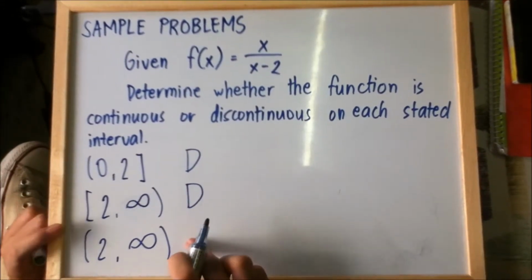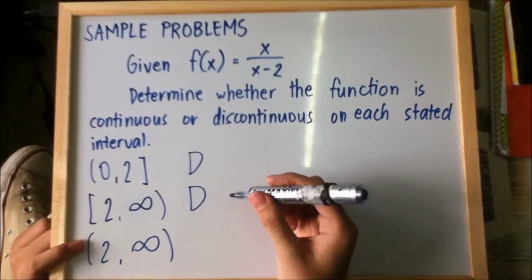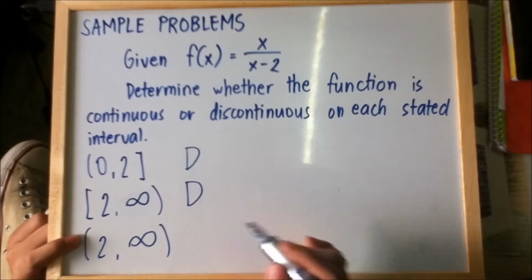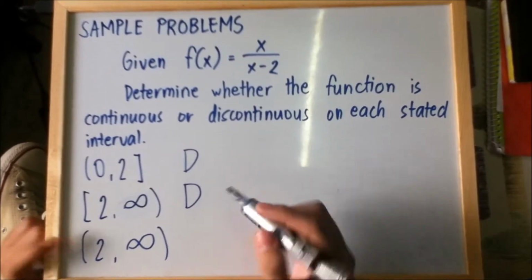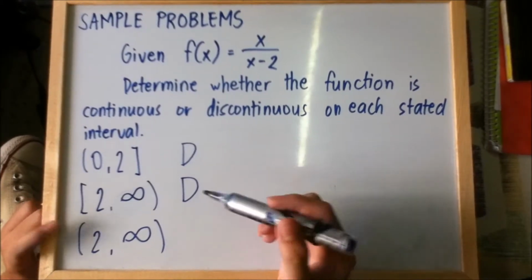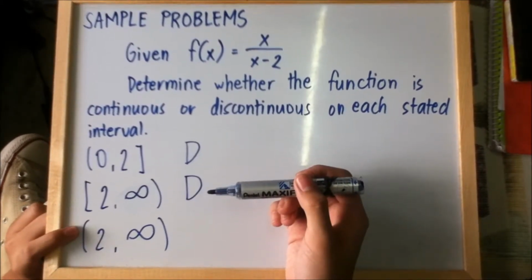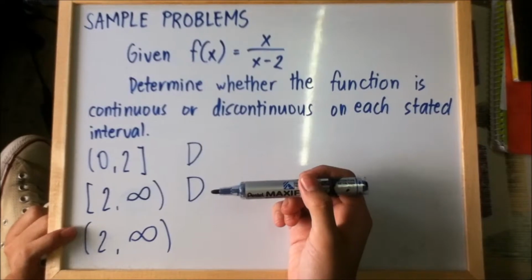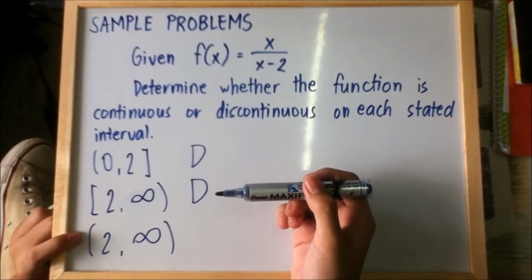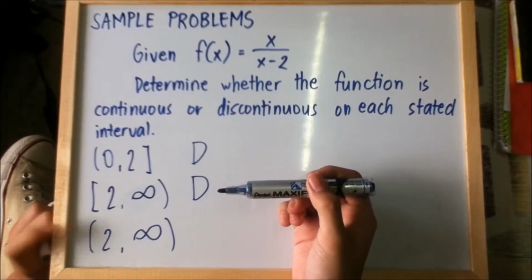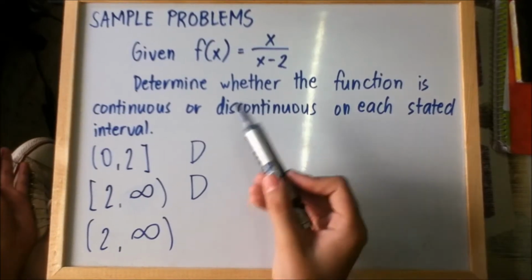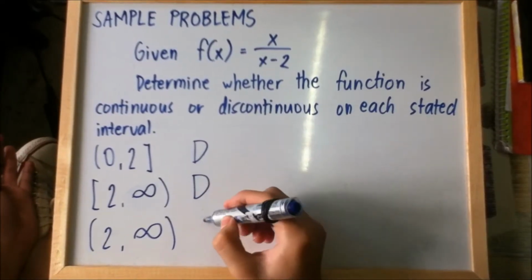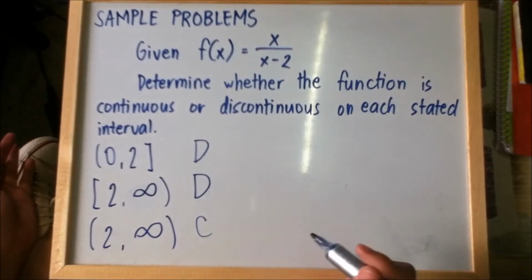So now let's take a look at the third interval, which is an open interval. So 2 up to positive infinity. Since this is an open interval, it means that values are close to 2 but are not 2. So it's not 2 and 2 minus 2 is 0, so this is continuous because, yeah, open interval, values that are close to 2.